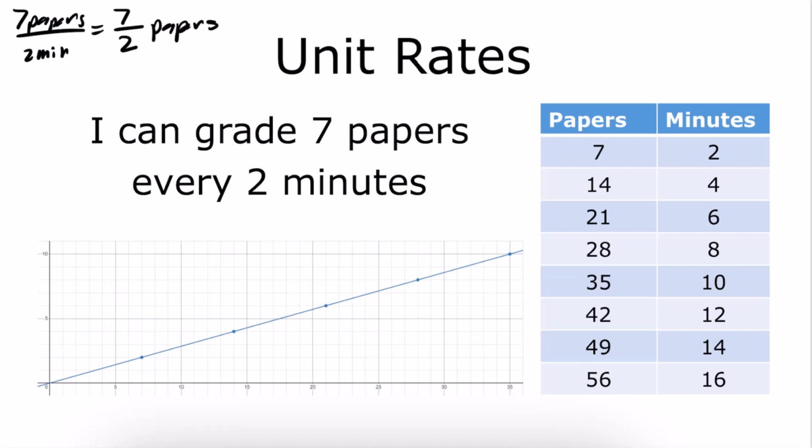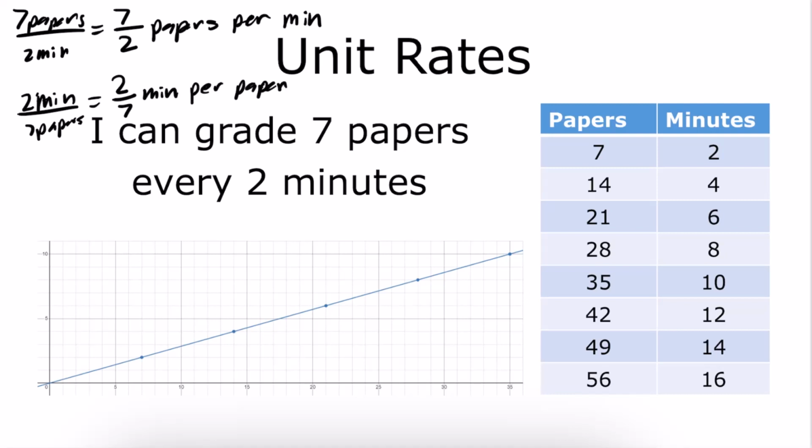which basically means that you can grade 3.5 papers per minute. Or the other way you can think about it is that it takes you 2 minutes to grade 7 papers. And so that means that it takes you 2/7 of a minute per paper. So both of these unit rates are communicating the same proportional relationship. They're just looking at it in different ways. One of them is saying how many papers you can do every minute. One of them is telling you how many minutes it takes to do each paper.